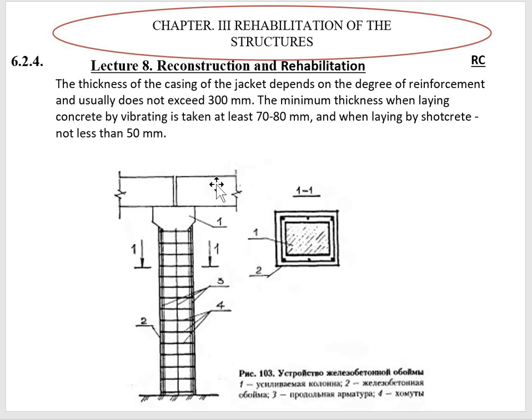Here is the solution to rehabilitate a column made of reinforced concrete, and as you can see, we are using jacketing. If in this case we use vibrating of the concrete, the thickness of the jacket will be 70-80 millimeters. But when we use regular shotcrete, in that case the thickness of this jacket will be not less than 50 millimeters.